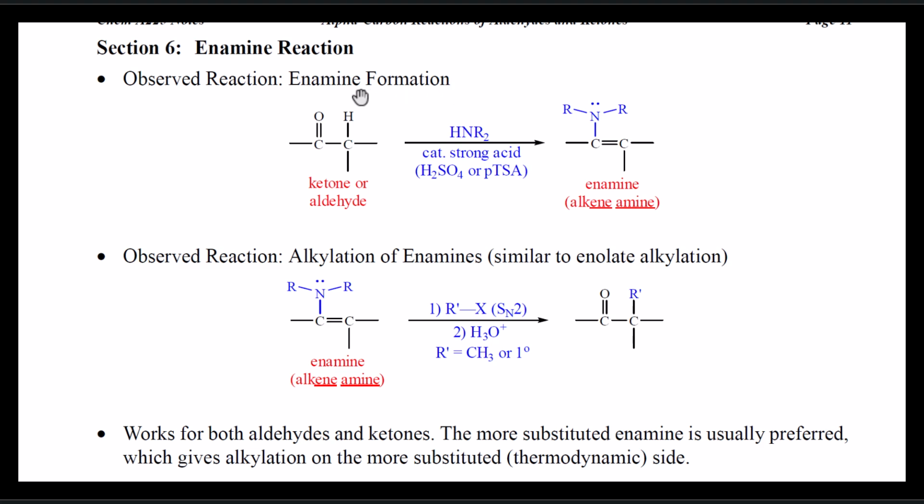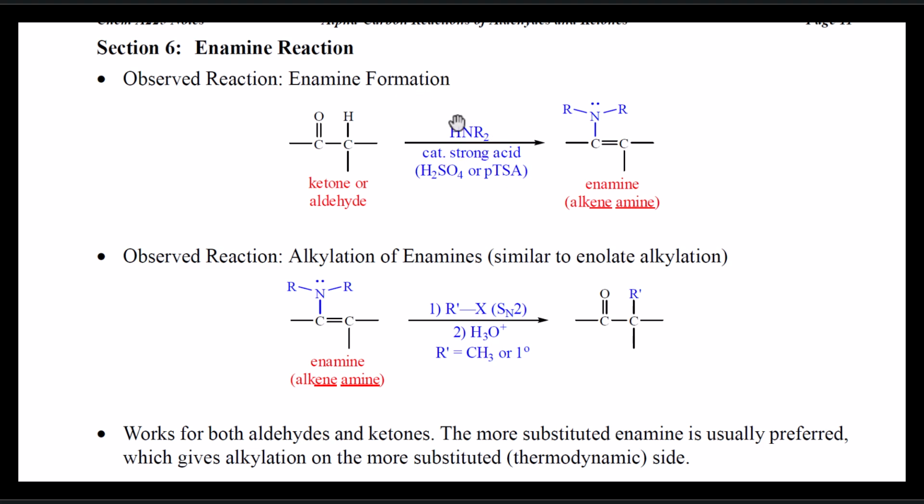The first reaction, the enamine formation reaction, starts with an aldehyde or a ketone. It uses a secondary amine. A secondary amine is an amine that has two carbon groups attached and only one hydrogen. The carbon groups usually are the same, although they don't have to be. This is another PADPED-type mechanism. It uses catalytic strong acid, such as sulfuric acid or PTSA.